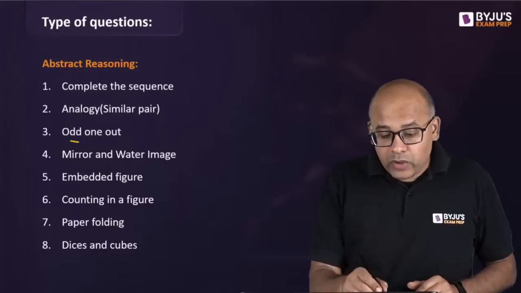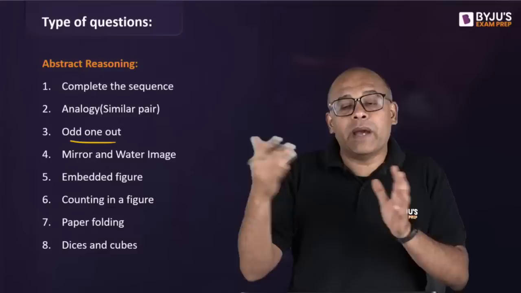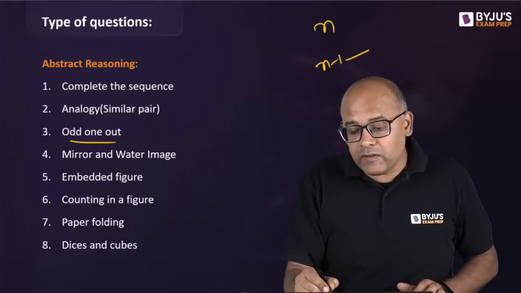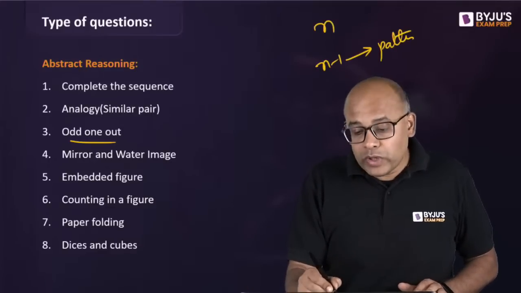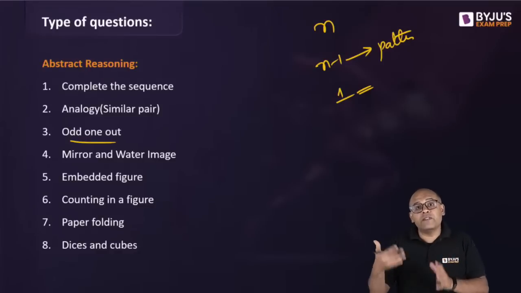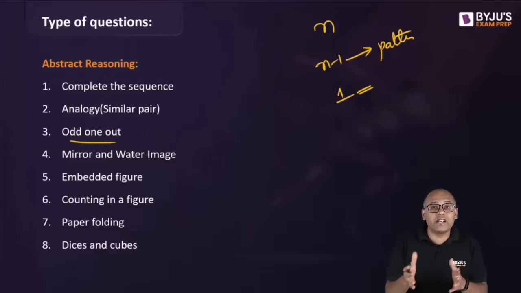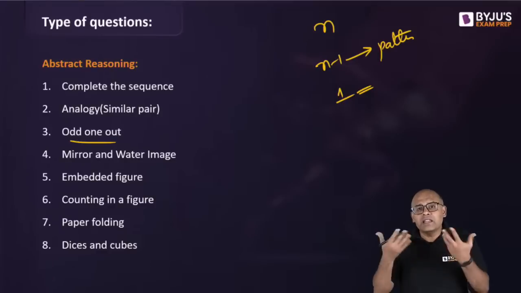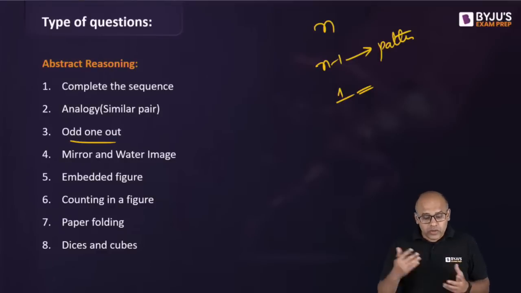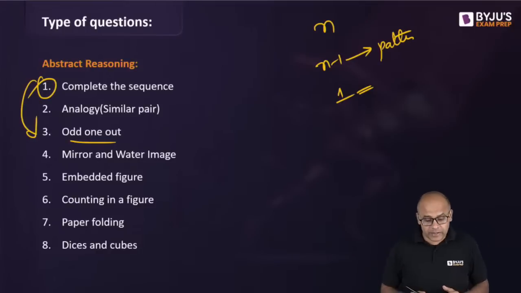Then we have odd one out. Basically, there will be 4 or 5 figures. Out of these figures, the set of n minus 1, so if there are n figures, then n minus 1 will follow a pattern. Only one figure does not follow this particular pattern. So your job will be to first identify the pattern. How are these n minus 1 figures connected? And what is that other figure which is not connected in the same way as the pattern? That obviously is called the odd one out. So if you are good at completing the sequence, of course your odd one out will also be very similar.